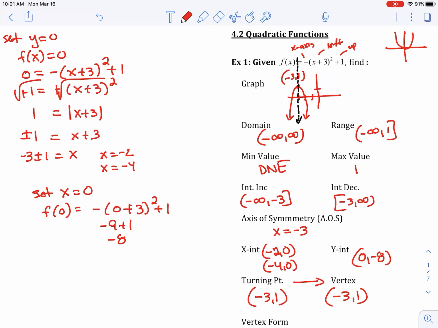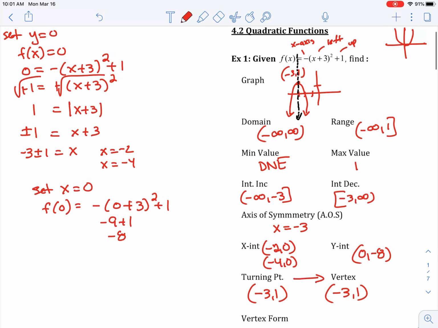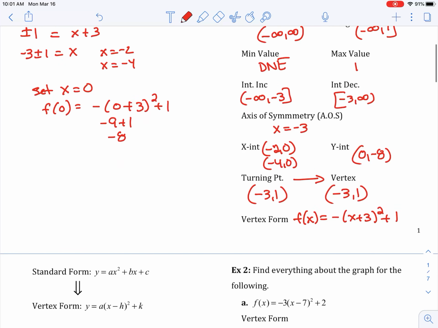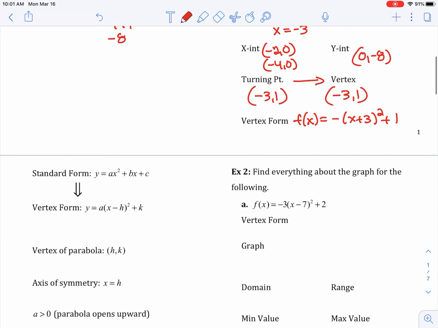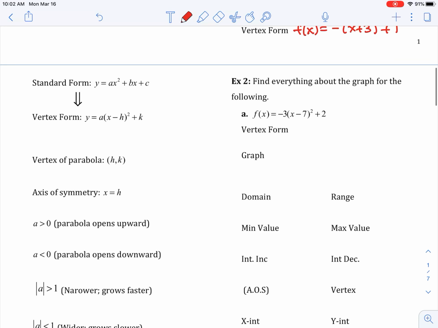Lastly is vertex form, and that is what the main topic of 4.2 is about, vertex form for our quadratic equations. And vertex form is, we already have it here, our f of x is equal to negative quantity x plus 3 squared plus 1. And in our next section, that's what we're going to speak about. So as we move on through the notes, let's talk about vertex form.